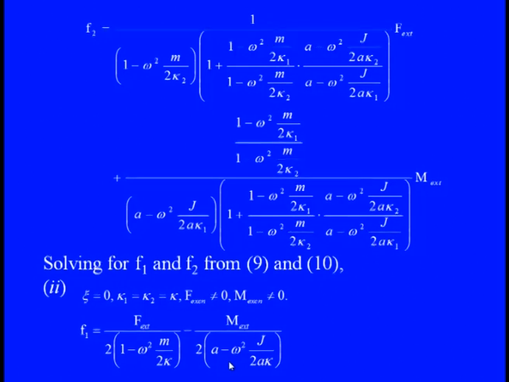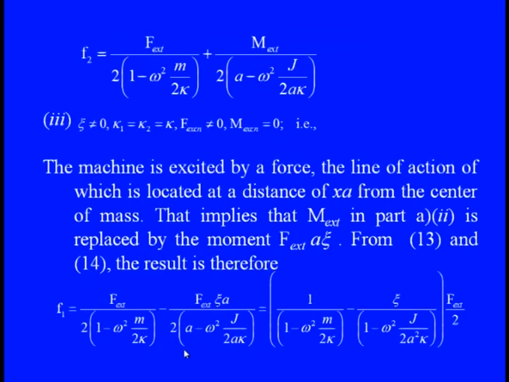Now you see the k is the same here, and similarly we can calculate f2 as well: f excitation divided by 2 into 1 minus omega square m by 2k, plus m excitation divided by 2 into A minus omega square j over 2 a k.